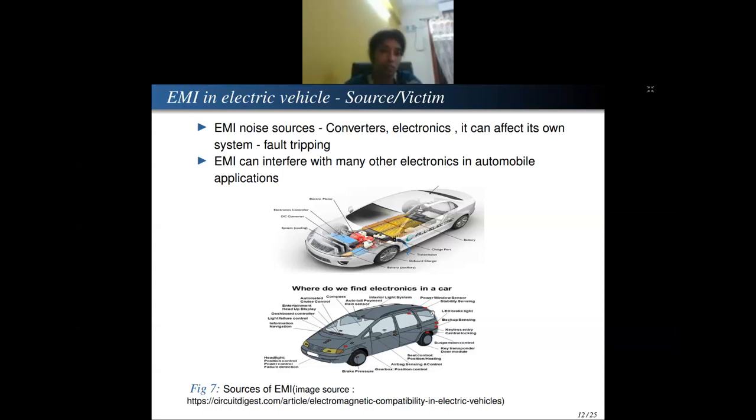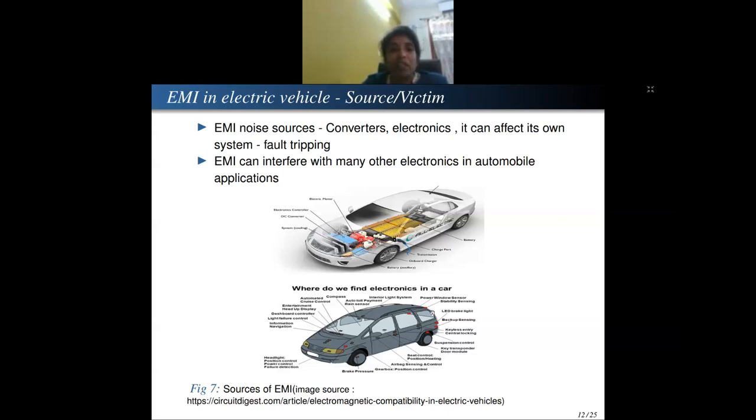The standards have to be very strict, and it has to be tested several times before it goes in the market. So the source is the power converters and the switches, and the victims are all other electronics which are present in the system. Okay, so now we have seen how in the overall electric vehicle, the EMI can lead to a problem.